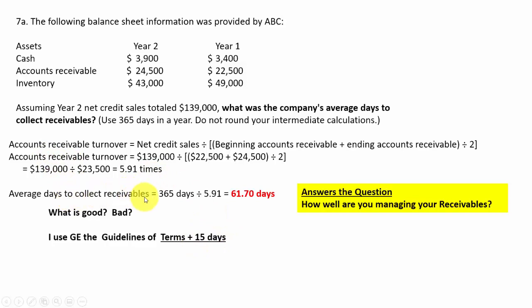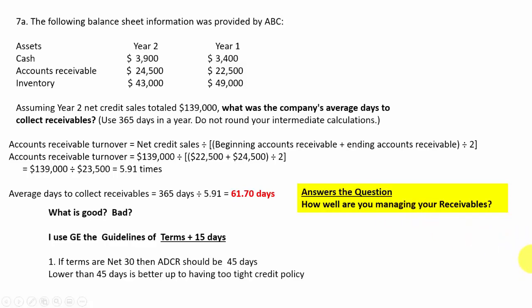So, for example, if this company that we're looking at here sold things to customers and they had terms of 30 days, that is, you're supposed to pay your bill in 30 days, then we would say, okay, this company's got terms of 30 days. You add 15 to that, that's 45 days. That's about what their average days to collect receivables should be. So if it's lower than 45, it's better, though it can be too low. Like again, our credit policy is a little tight. If it's higher, it's a little bit worse.